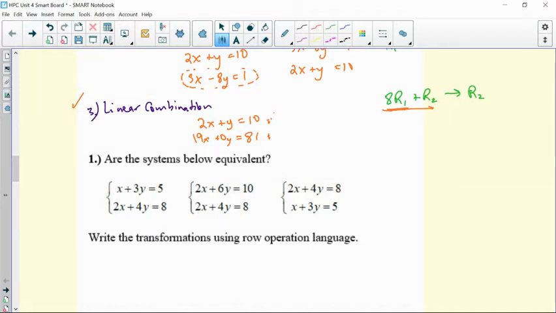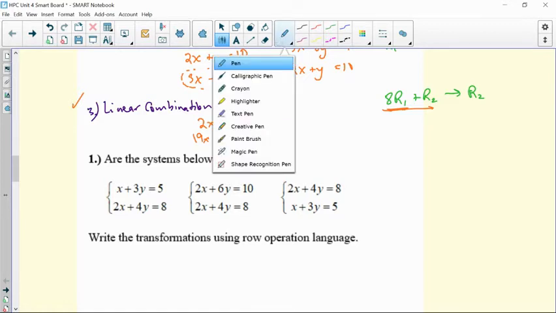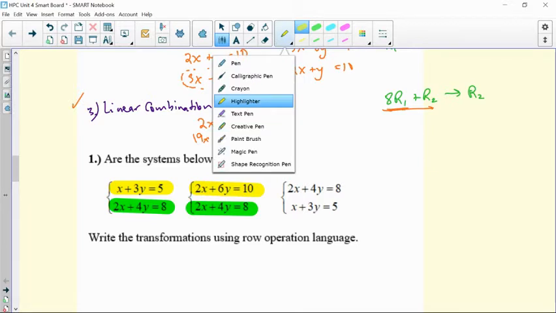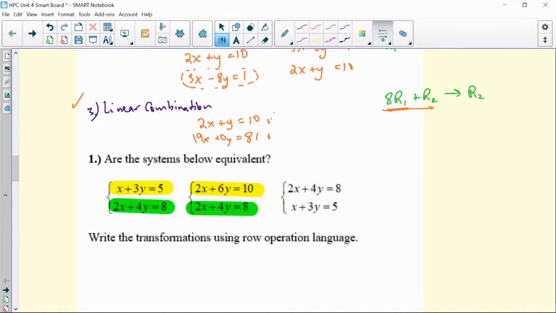And so if I look here and I say, oh, wait, look at this. They both, first of all, have 2x plus 4 equals 8. So that's true. And then look at that first equation. It's really close to this equation, right? If I just multiply by 2, I'd get from the first row, the first column, to the second column.